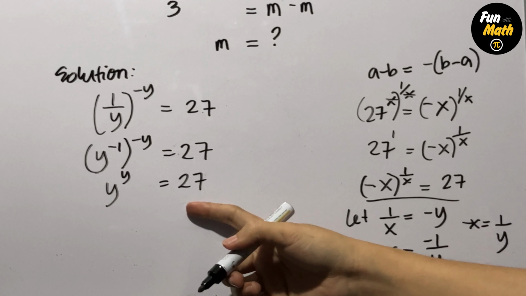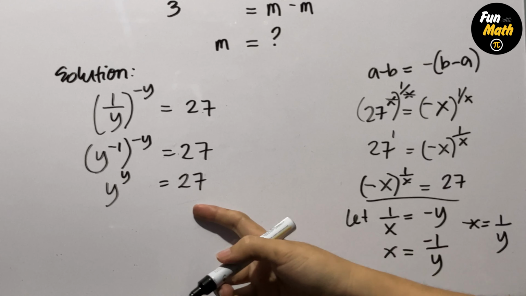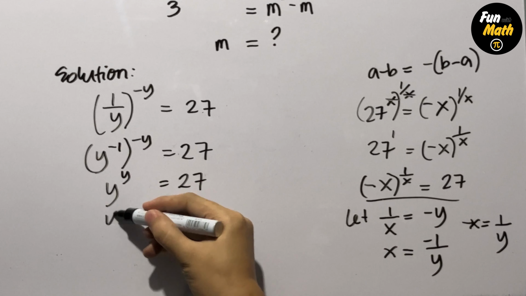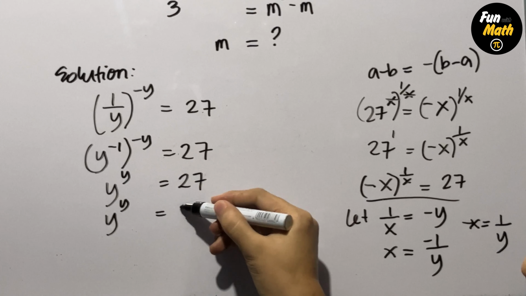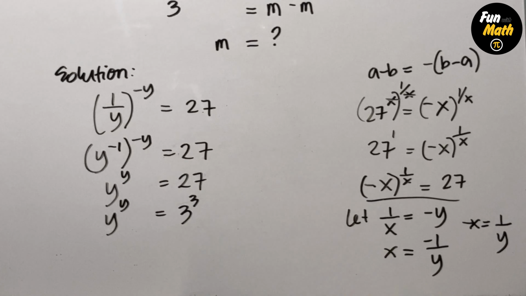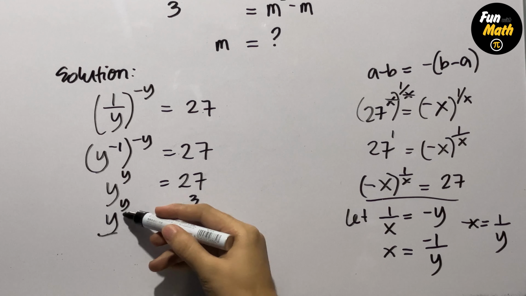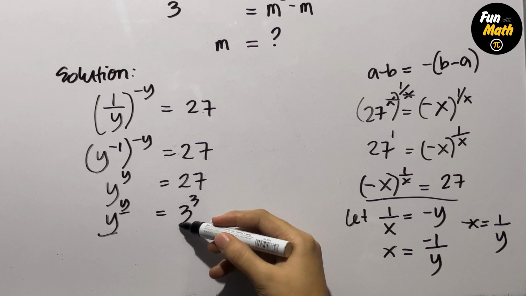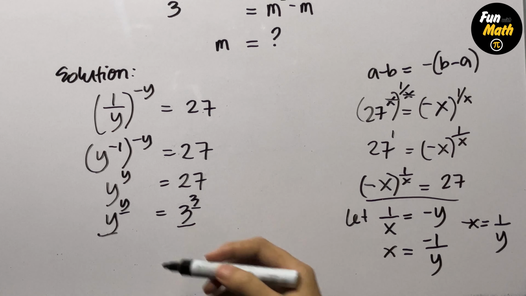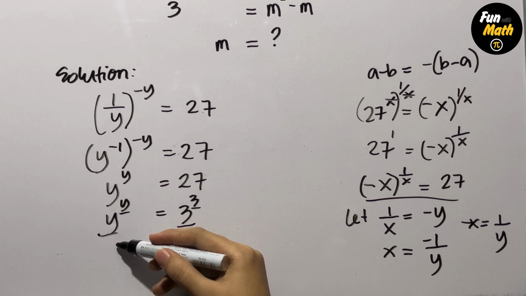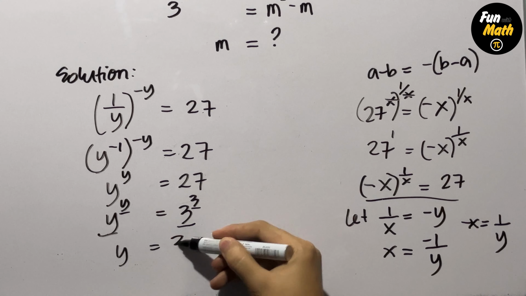And for 27, we can write it as 3 cubed. So this is now y to the power of y equals 3 cubed. Now for this, since they have the same base and power on the other side, that means we can say that y is equal to 3.